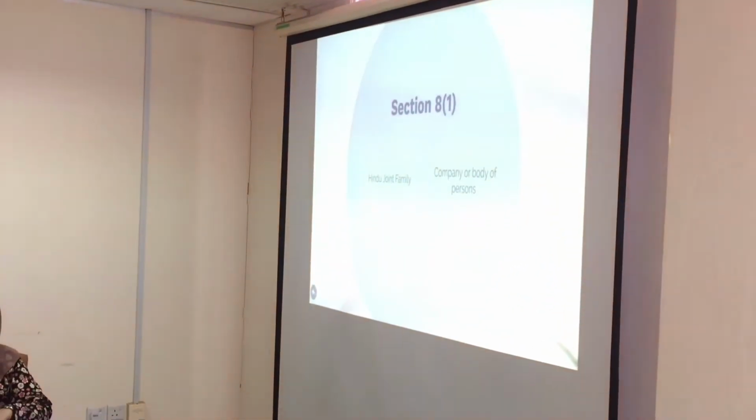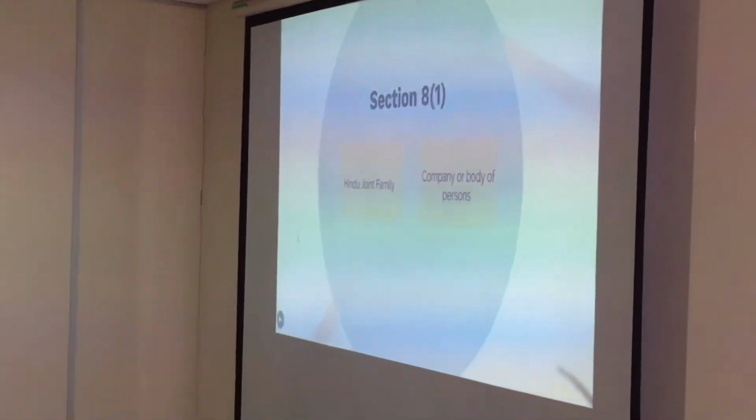As for the Hindu joint family, the definition is under Section 2 of the Act. Hindu joint family is defined as any system of law prevailing in India known as Hindu joint family. To determine the resident status of a Hindu joint family, if the manager or karta is a resident, then the family is a resident. So that's it for the Hindu joint family. For the company or body of persons, there are 2 cases: whether it is carrying on a business or not carrying on a business.